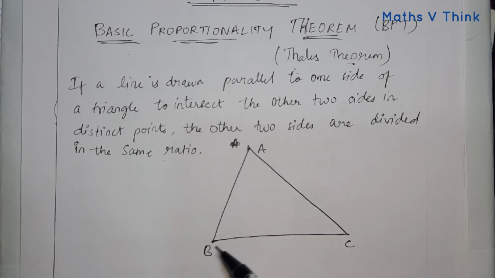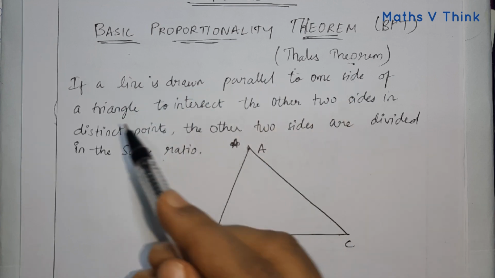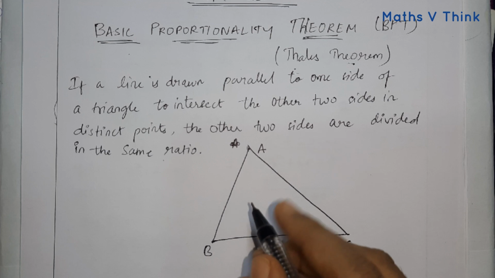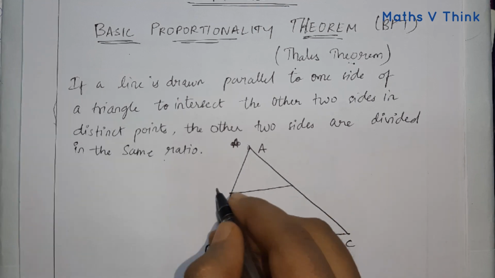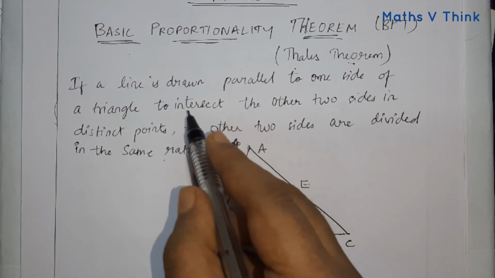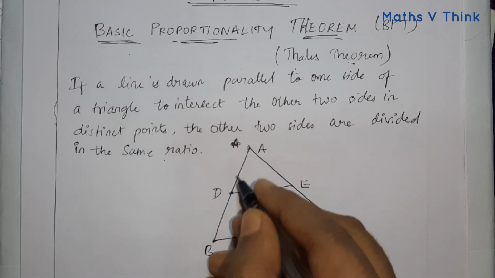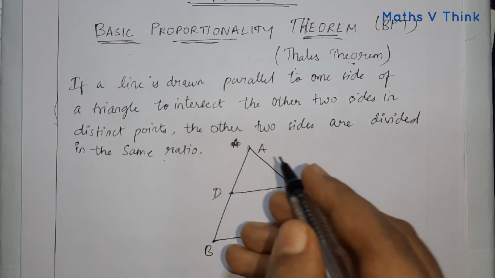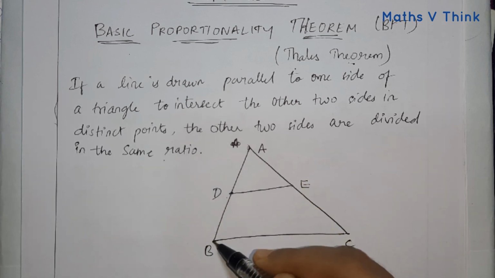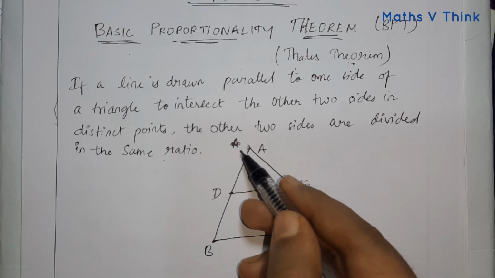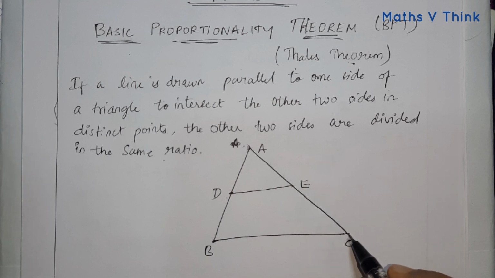So let's take a triangle ABC. If a line is drawn parallel to one side of a triangle, so I'll draw a line parallel to BC, let it be DE, which intersects the other two sides in distinct points. Then the other two sides are divided in the same ratio, means AD by DB will be equal to AE by EC.